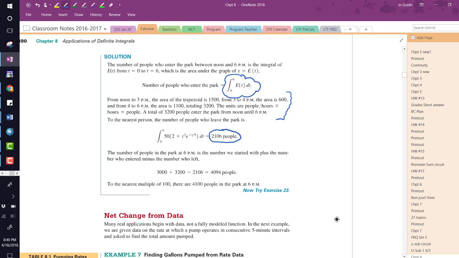2,106. Oh, sorry, that is not right. That answer right there is 3,200. And then this integral, what you want to do in your calculator, is 2,106. So the 3,000 we started with, plus the 3,200, minus the 2,106, there's about 4,094 people in the park at 6 p.m.